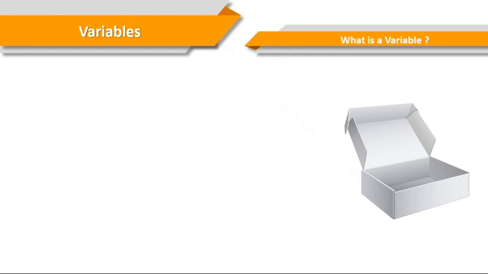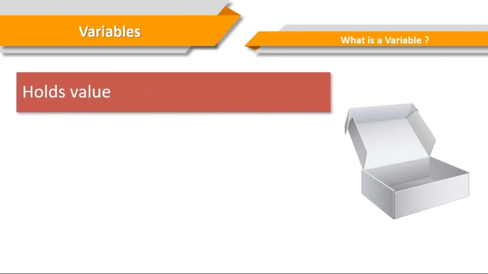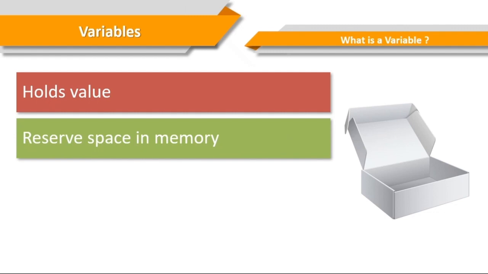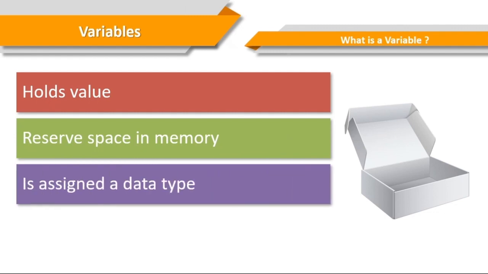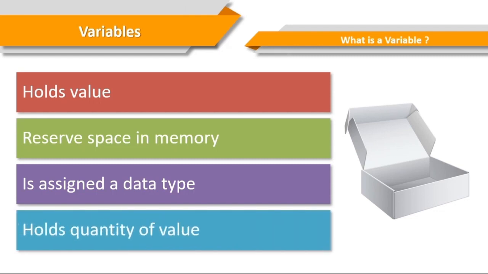So if you think of variables like a container or a box, which holds a value for you during the life of your particular Kotlin program, right? So we'll keep it relevant. So what it means is once you create a variable, you can reserve some space in memory. So every variable is assigned a data type, and then it holds the quantity of value or whatever you're putting in there. I'll show you why I say that.